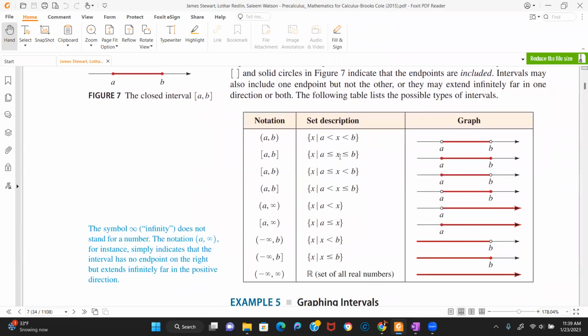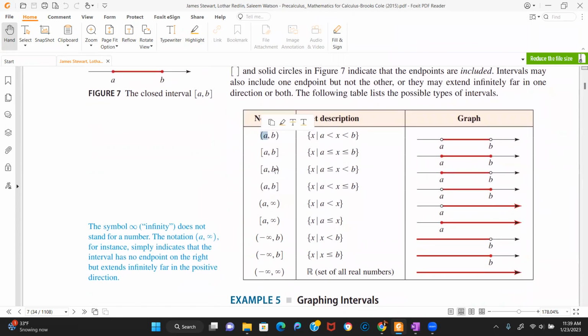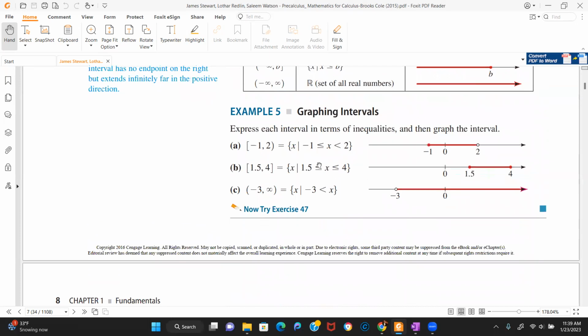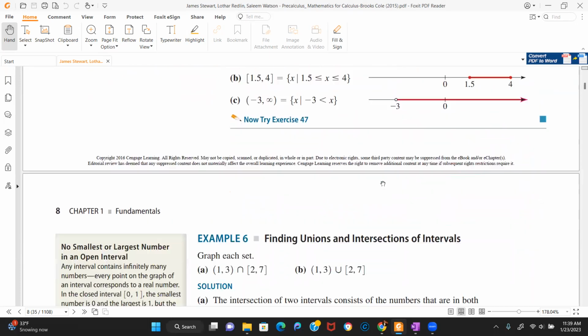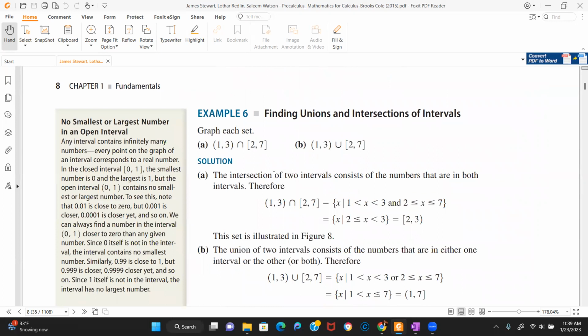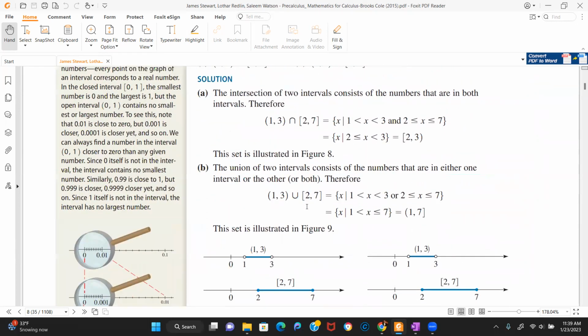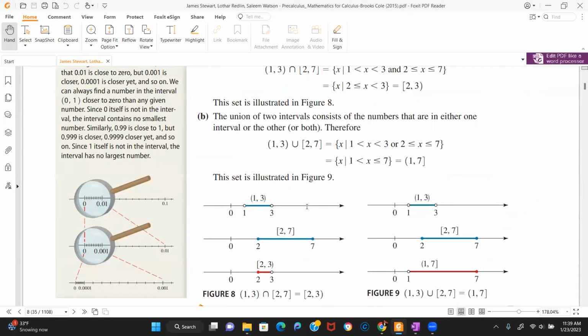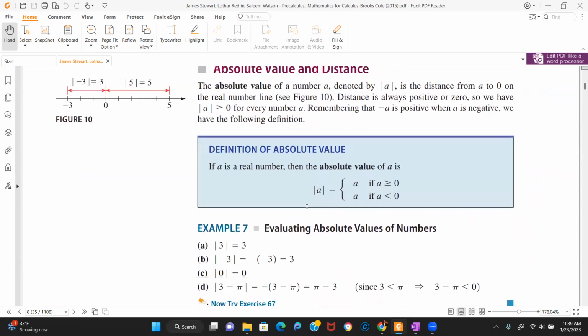And then there's a bunch of variations. Here's the open interval, here is the closed interval. These are half open intervals. These are infinite intervals from A to infinity, including or not including the endpoint. Here's their set description, how they're defined as a set, and here are graphical representations of those sets. We did represent some of these sets graphically, and we did some calculations like this. I'll leave this to you to go back over if you want. And we defined absolute value.